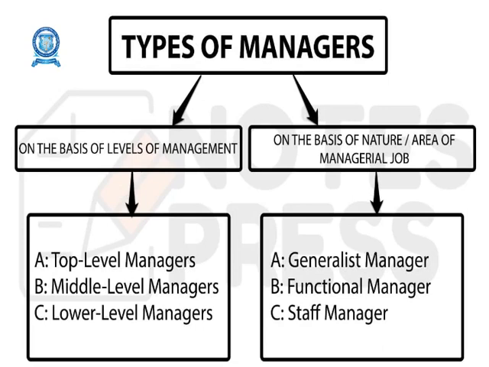Lower-level managerial role represents an entry-level position for management professionals. First-line managers work directly with non-management employees and project team members. Their overarching role is to supervise employee productivity and hold employees accountable for achieving company goals. Also, on the basis of the area of their job, there are generalist managers, functional managers and staff managers.